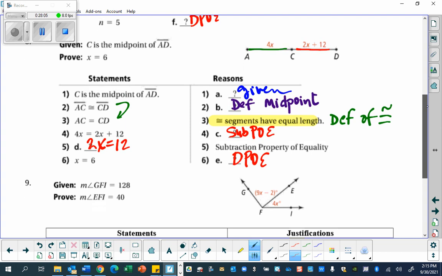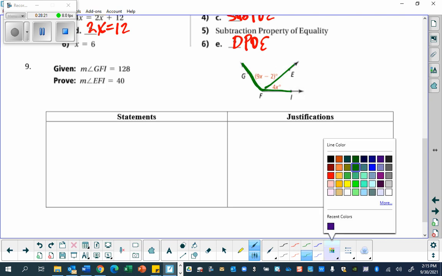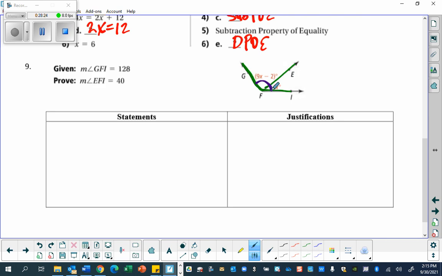So I love it in the back. Sumner and Emery were already looking ahead to this one, and they're like, wait, is this going to be our angle addition property? Because look at what we have. We have this whole angle with a measure of 128 degrees, and these little pieces. What I'm asked to prove is that the measure of angle EFI is equal to 40.